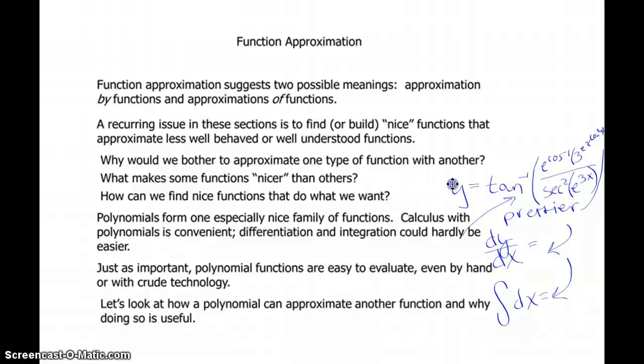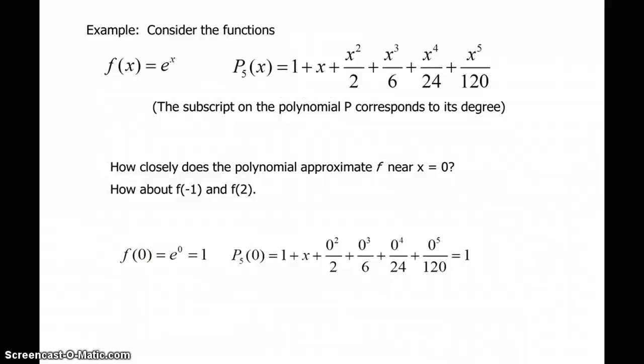If I ask you to find x cubed, where x equals 3, accurate to 5 decimal places, that would be a lot easier than asking you to evaluate e to the x, where x equals 3, by hand, without any technology, accurate to 5 decimal places. So we're going to see how a polynomial can approximate another function and why we want that to happen.